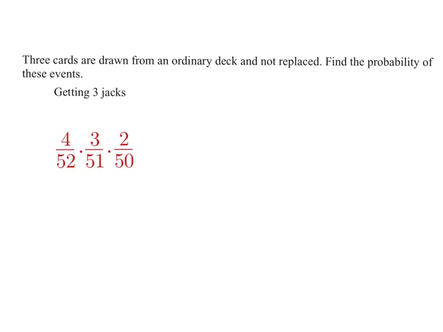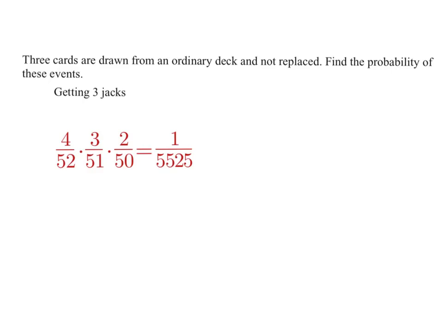So 4 out of 52 times 3 out of 51 times 2 out of 50. Simplify that. That's even smaller. 1 out of 5,525. So the likelihood of 3 jacks is pretty low. So card games, they're all based on probability. Okay? The reason that 4 of a kind has higher value than a pair is because the likelihood of getting 4 of a kind is much smaller than getting a pair. Alright, let's talk about one more thing.